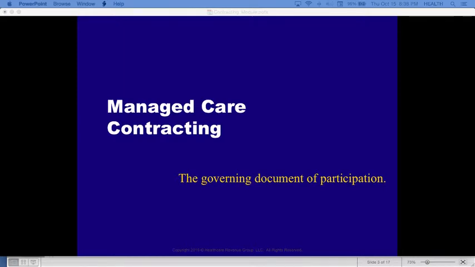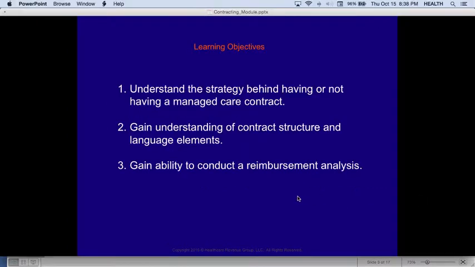All right, we're on our next module called Managed Care Contracting. This truly is your governing document of participation. What we're going to look at is I want to make sure that you have an understanding behind having or not having a contract. It's okay to say no, that you don't want a contract.